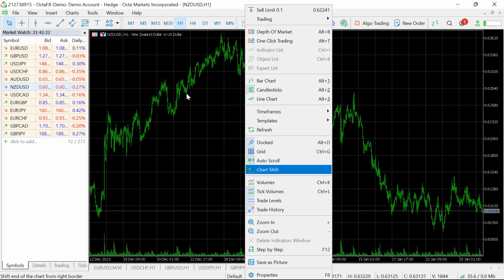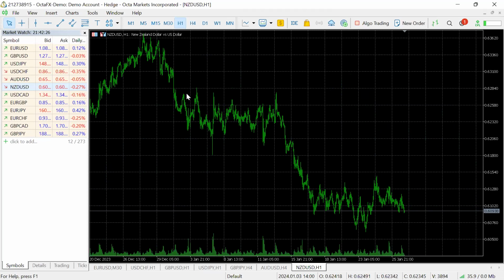Okay, so this is NZD USD. Now safely I can draw trend lines here to show you. Look at it, the market is going down. These are the lows that are forming, as you can see. You can see here that there is a low.